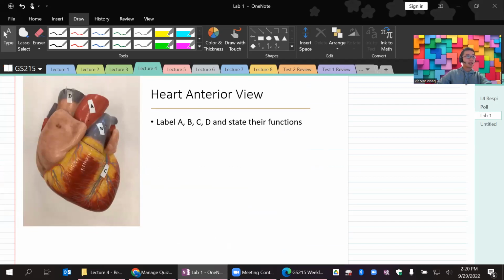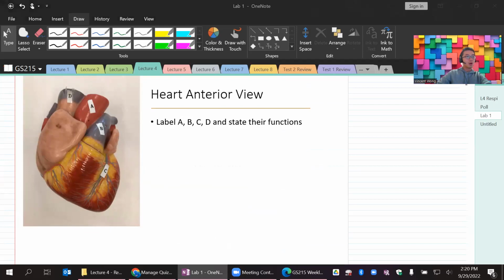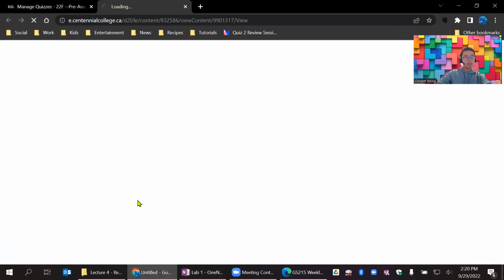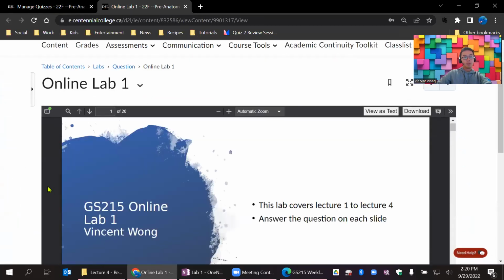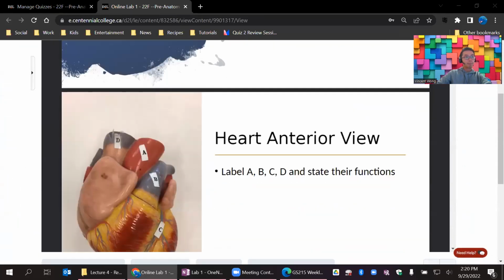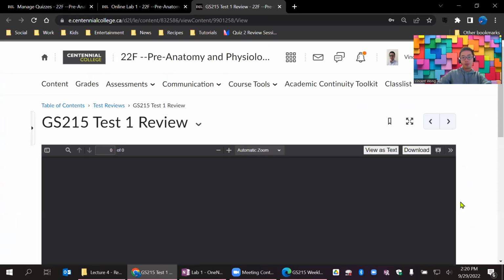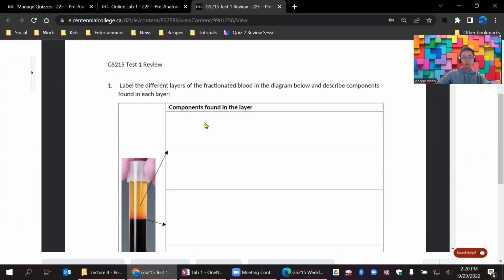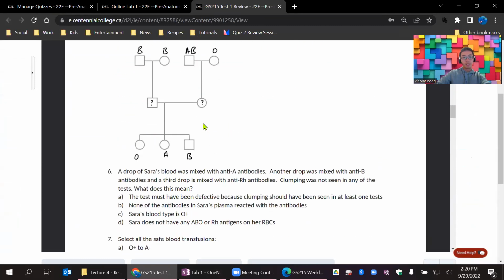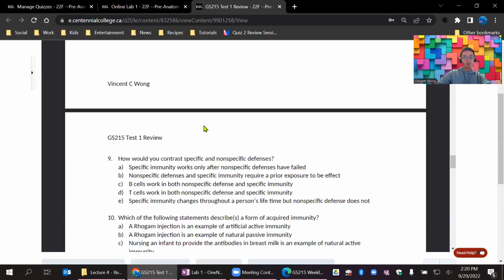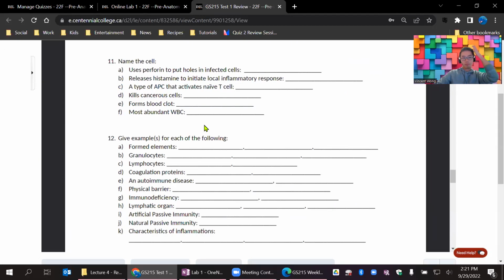I will see you on Tuesday, everybody. On Tuesday, we will take up the test 1 review, which is this document. You can try it out first, or you can wait and we'll take it up together, whichever you prefer. This one we'll take up on Tuesday, and then you will do the test on Thursday.